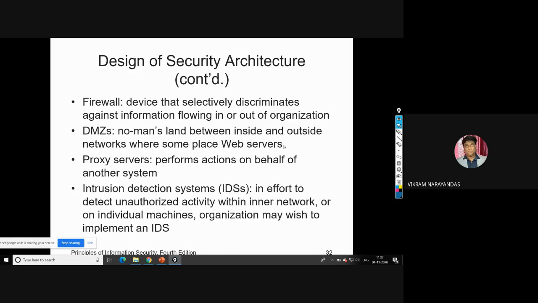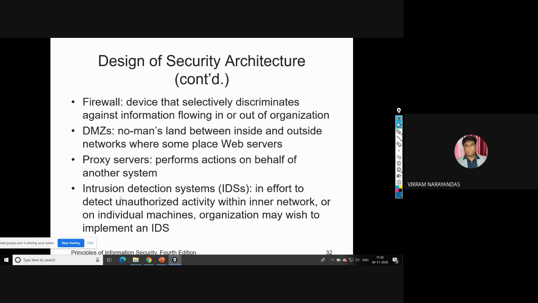Generally, in your organization, you cannot access Google, you cannot access YouTube, you cannot access Facebook here. Proxy servers perform some actions on behalf of another system. So I am not giving direct access to some web pages here. When a proxy server is deployed, it is configured to look like a web server and is assigned a domain name. We are assigning some domain name to the proxy servers.